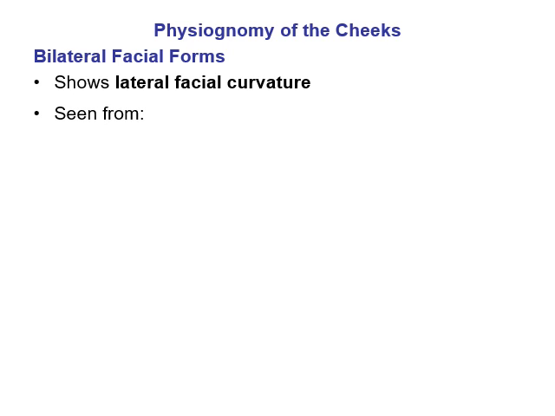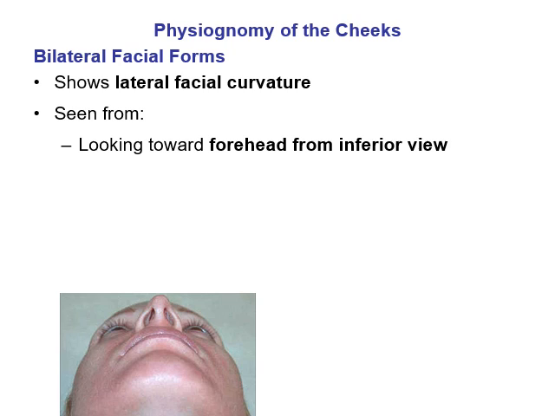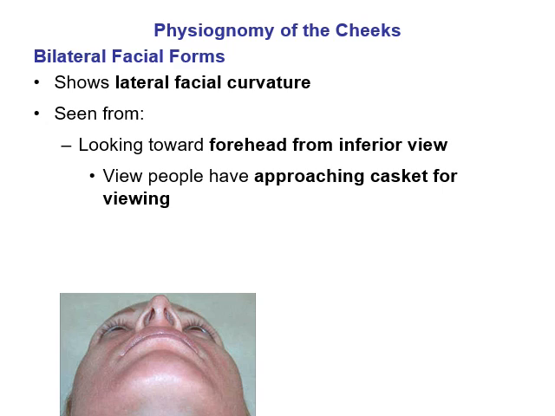The bilateral view will show you lateral facial curvature, and it can show you that of the forehead, the cheeks, the upper lip, and the chin, which all kind of share a curvature. You can see this from looking towards the forehead from an inferior view. So this would be an inferior bilateral view. They always say that this is the view that people have approaching a casket for viewing because you tend to approach it from the foot end. That's why it's important to make sure the nose is nice and clean.